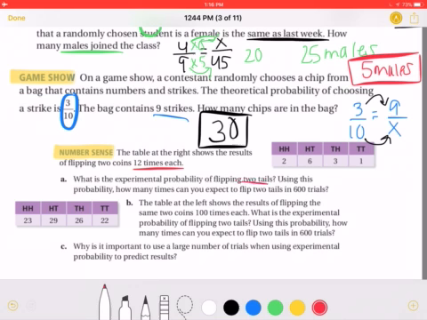So this was our experiment. Look at the 2 tails. How many times did that happen? It's out of 12 trials. So that happened 1 out of 12 times.